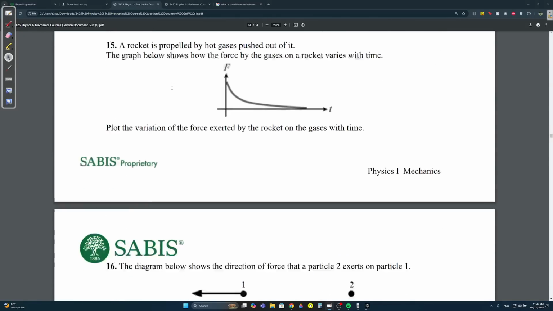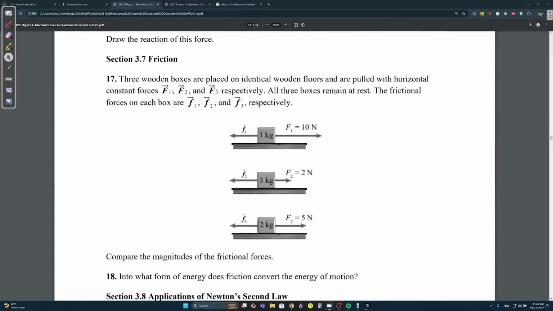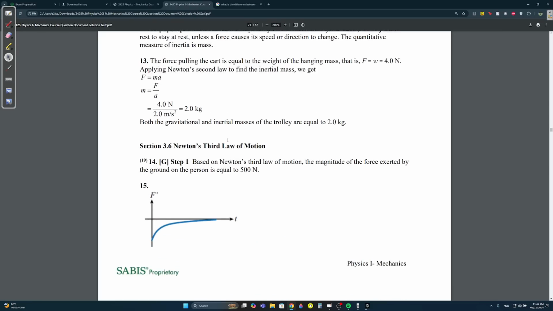Question 14. Okay, I guess we're making progress. We have 2 pages left. A person walking at a speed of 0.9 applies a force of 500. What's the magnitude of the force exerted by the ground on this person? Surely it's an action reaction force, so it should just be 500.